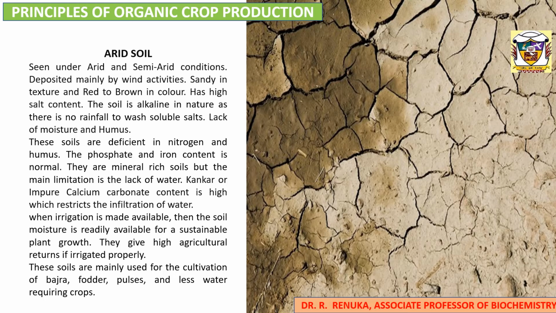Kankar, which is otherwise called impure calcium carbonate, content is high, which restricts the infiltration of water. When irrigation is made available, then the soil moisture is readily available for sustainable plant growth. They give high agricultural returns if irrigated properly. The soils are mainly used for the cultivation of bajra, fodder, pulses and less water requiring crops.